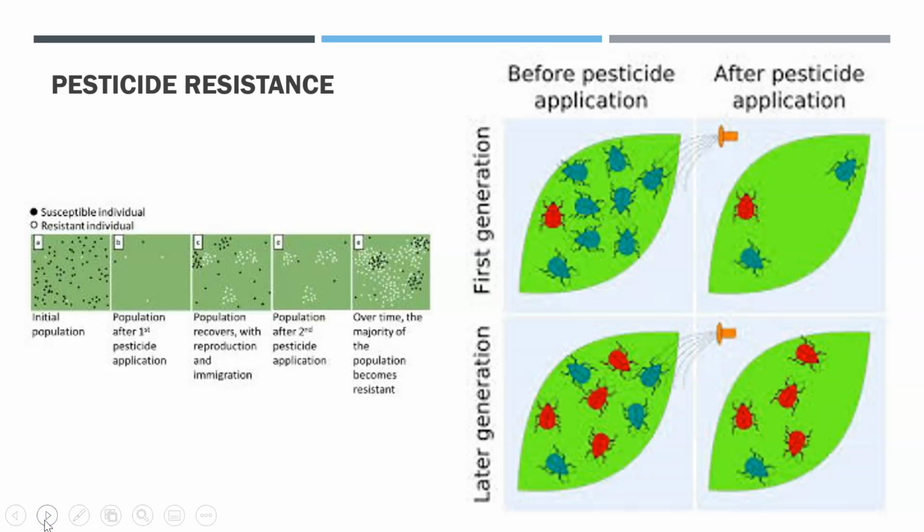So here's the development of pesticide resistance. As we've learned with genetics and evolution, you may start with an initial population that has just a few resistant individuals, and after you apply that pesticide, it wipes out all of your susceptible individuals, leaving just those few that are resistant. Over time, the population recovers, and with a lot of reproduction, you go to apply your pesticide again, and then your population over time becomes resistant. This is a huge problem facing agriculture today.